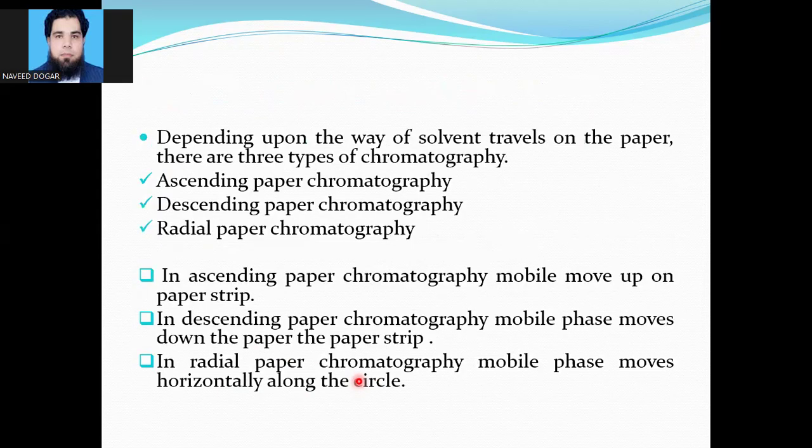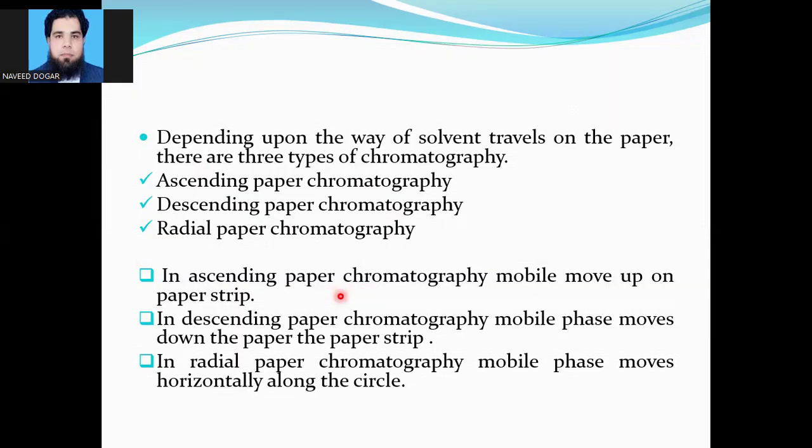Now, in the next slide, we will discuss that there are three types of paper chromatography, and maybe you can say a fourth type is also there, which is a special type. All these types depend upon the way the solvent flows or travels on the paper. For example, there is ascending paper chromatography, descending paper chromatography, radial paper chromatography, and the next one is two-dimensional paper chromatography.